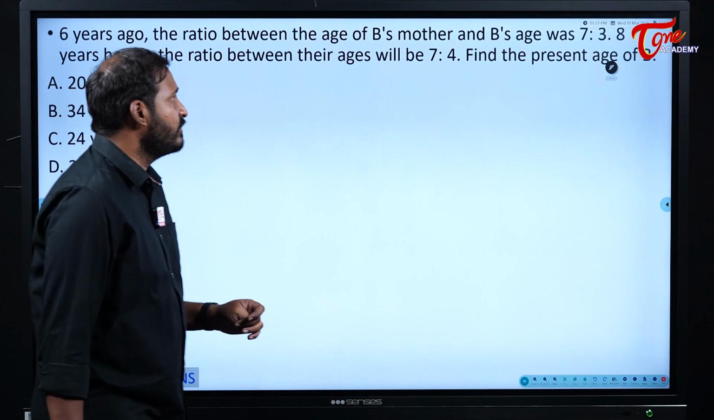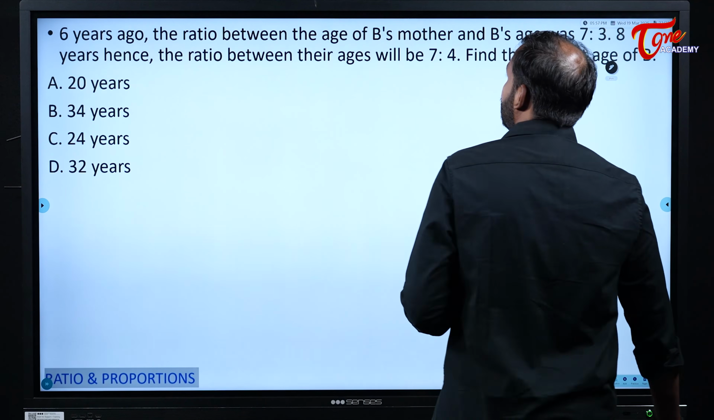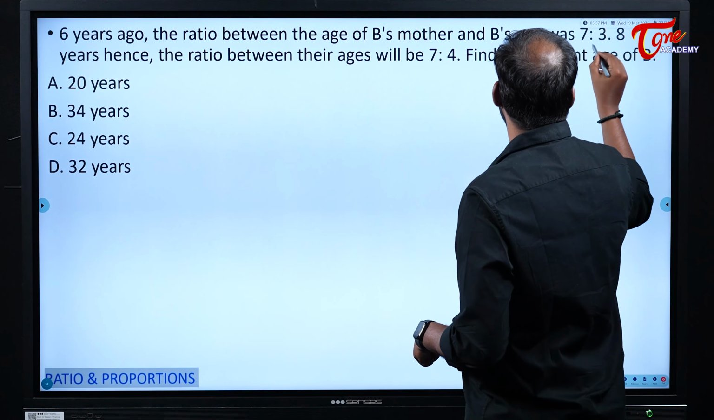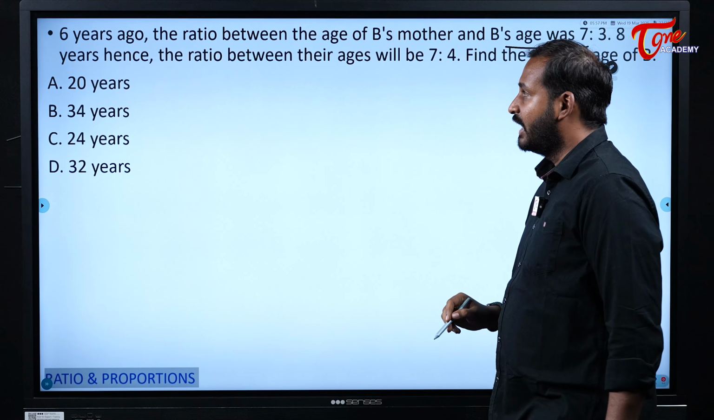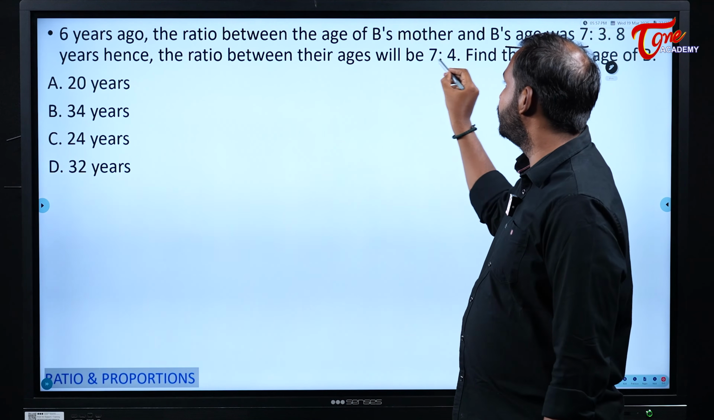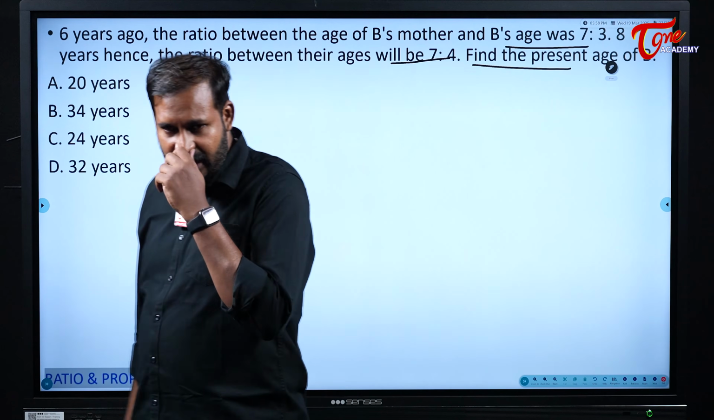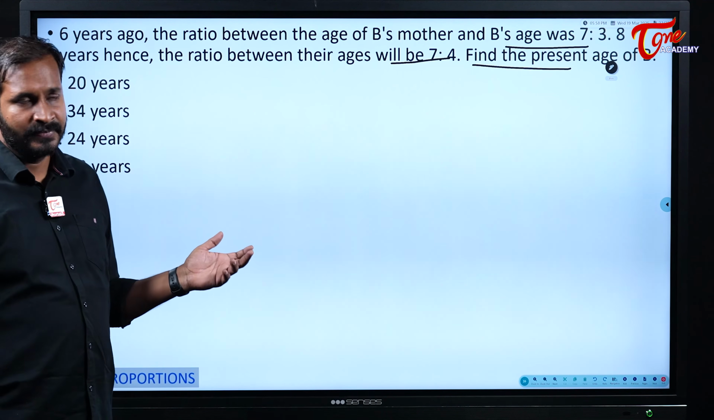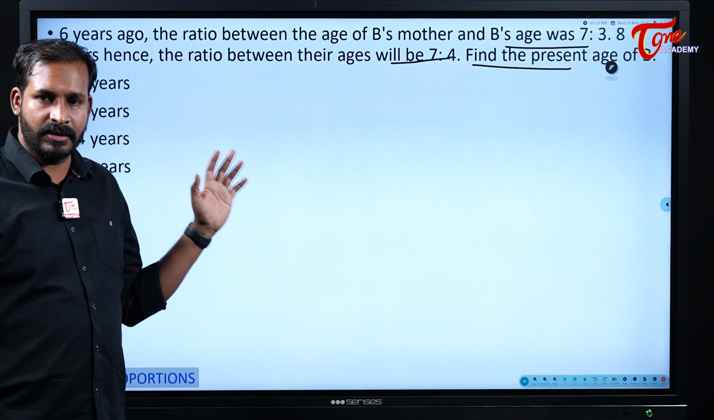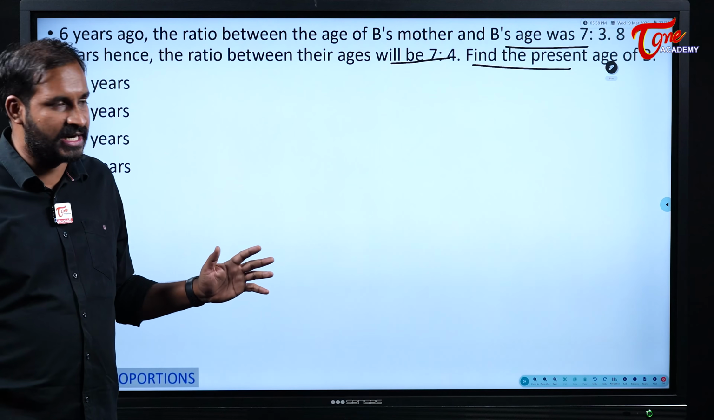6 years ago, the ratio between the age of B's mother and B's age was 7:3. 8 years hence, the ratio of their ages will be 7:4. The present age of B is what? See here students, we can apply the same concept here also. We can take the help of our ratio and proportions concept or else the general strategy.